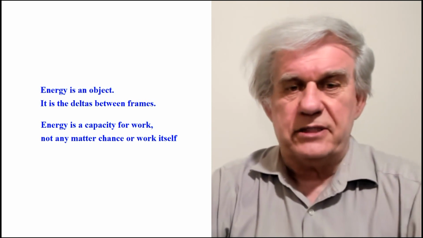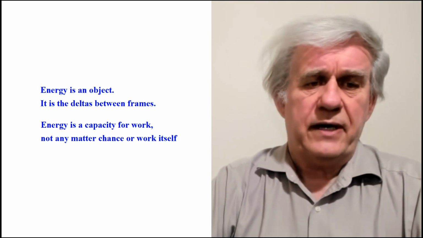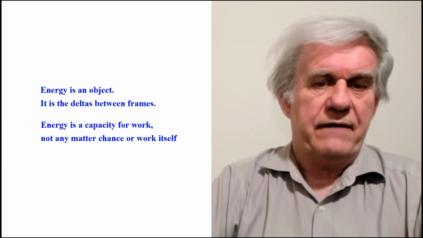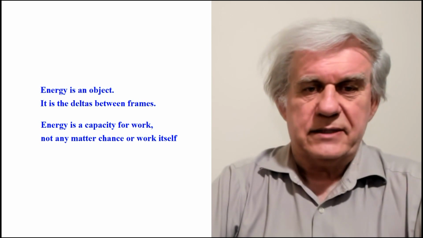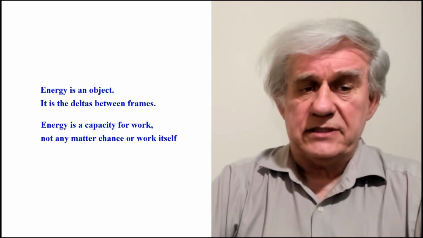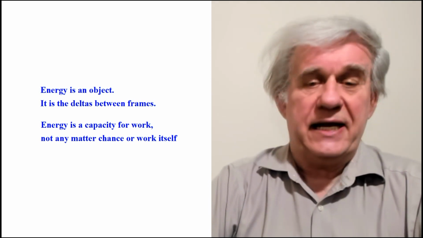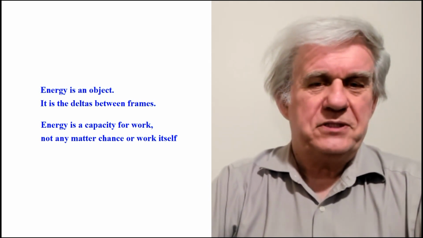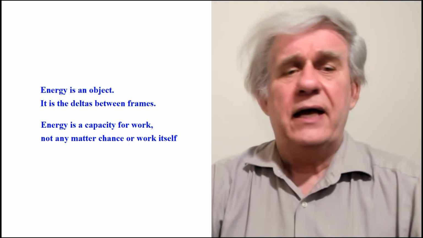That was energy. And he says it is the deltas between frames. What is a delta? Delta is not a physical object. Delta is a letter. That's what it is. Delta could be a difference. I don't know what delta is. But then he says energy is the capacity for work. Well, if energy is the capacity, it's not an object. But see, these people just use these words without ever defining them. They don't define the word object. So they can say, yeah, energy is an object.